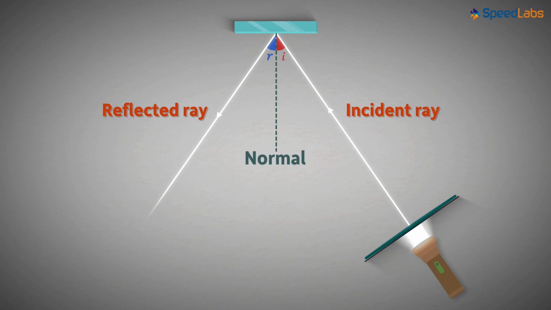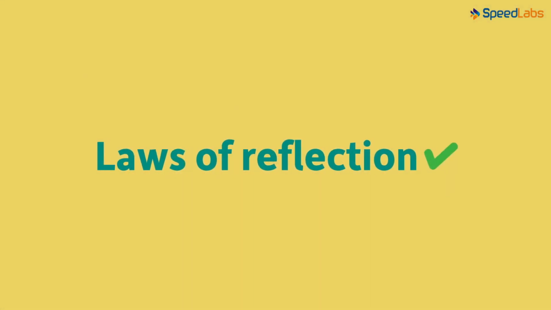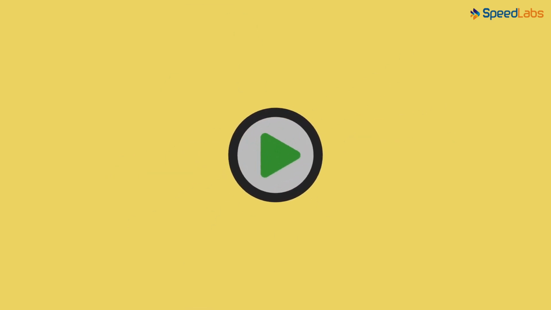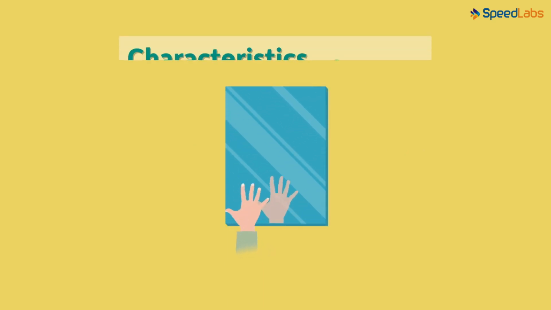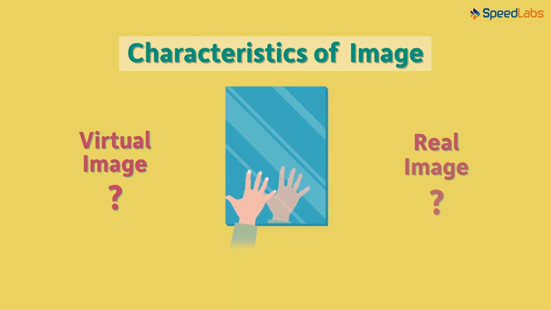Okay, with this, I'm sure you've understood the laws of reflection really well. Let's do a quick overview of what we will be discussing in our next two videos. We will be talking about plane mirrors, or more precisely, the characteristics of an image formed by plane mirrors. And we will also see what we mean by virtual and real images.